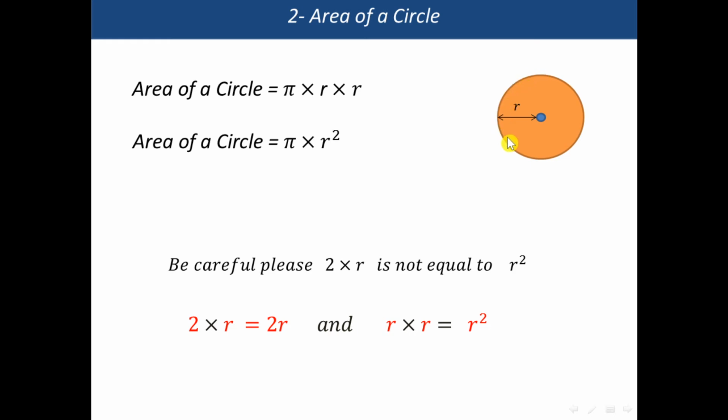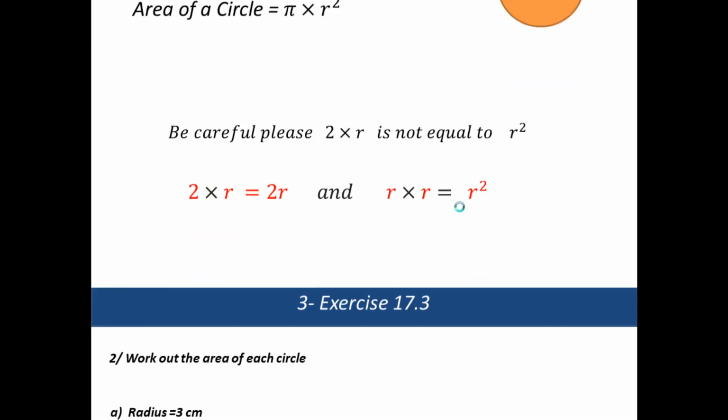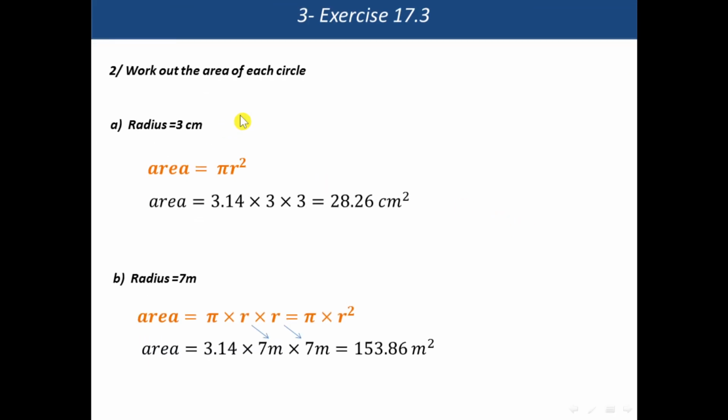And this is around it is called the circumference, or the diameter of the circle. So let us see now the exercise. Work out the area of each circle. He gave me the radius and he wants the area. I know the area equals pi r squared, so I multiply 3.14, the pi, by the radius, 2 times 2, which will give me 28.26 centimeters square.